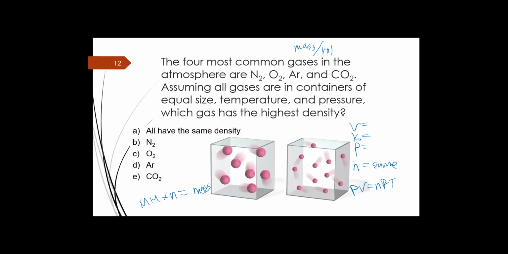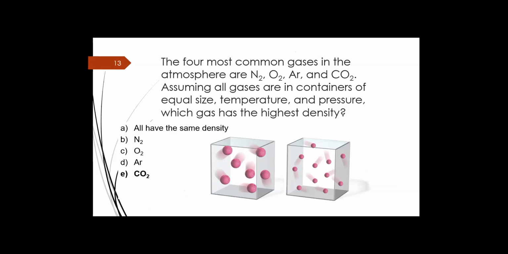So if we look at that, nitrogen is about 28, O2 is about 32, Ar is 40, but carbon dioxide, now that's 32 plus 12, so that's 44. And so carbon dioxide is going to be our winner there. Carbon dioxide is going to have the highest density.